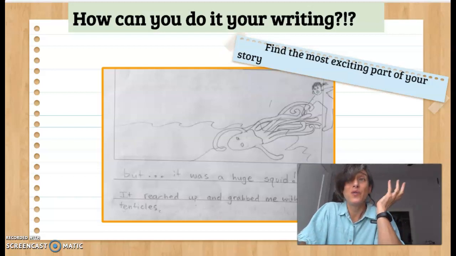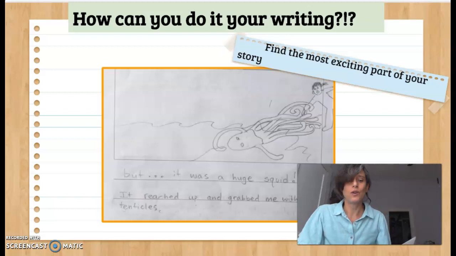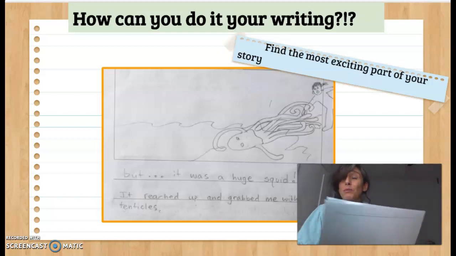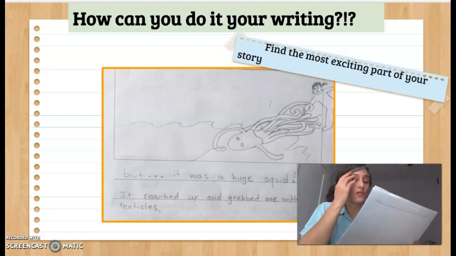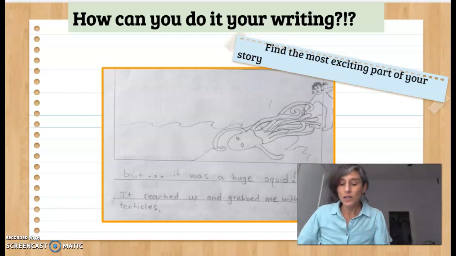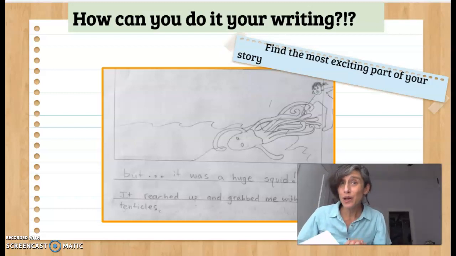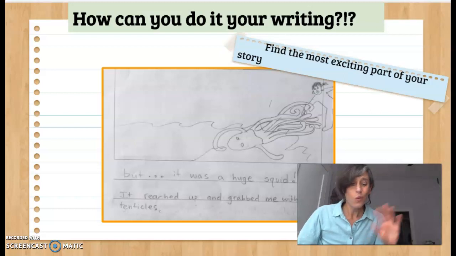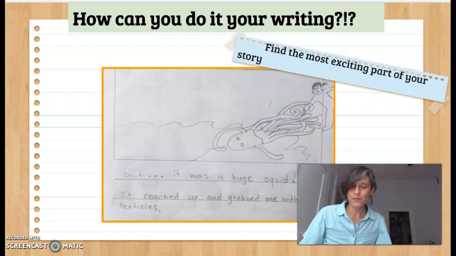How can you do it in your own writing? First, you've got to find the most exciting part of your story. So I've been working on this one. I'm going to read you some of the part that comes before the page you see on the screen right now. Once I went camping on an island with Mr. Ben. That's my husband. We were the only ones there. We walked around the entire island, but it was so tiny, it didn't take very long.